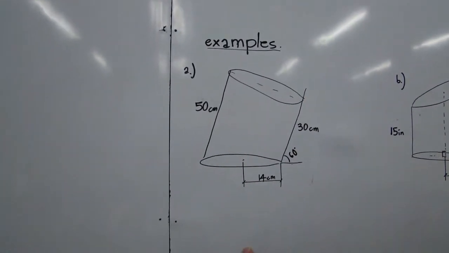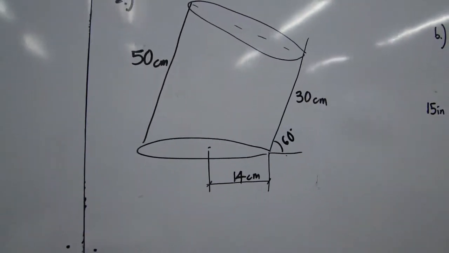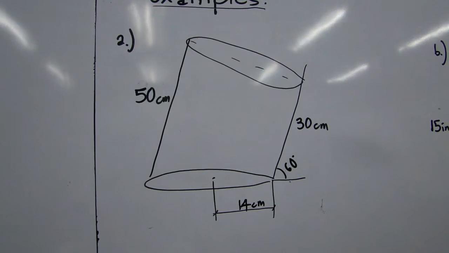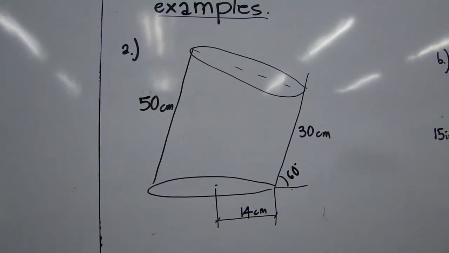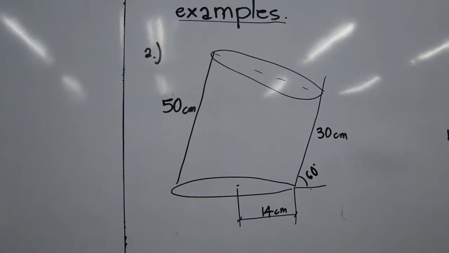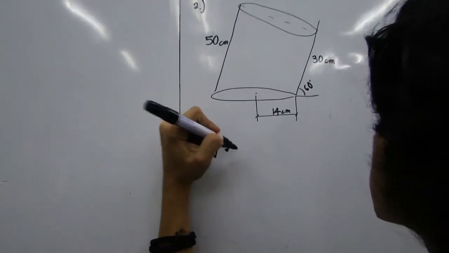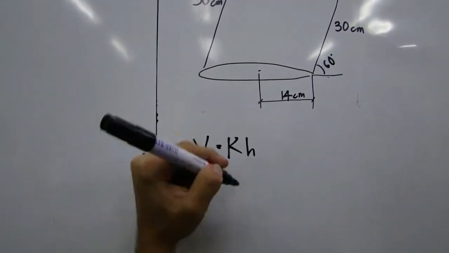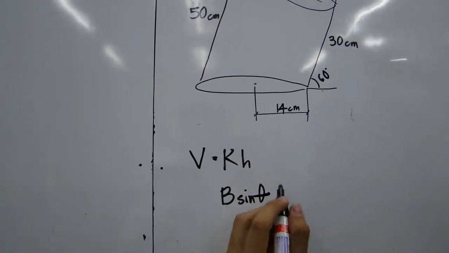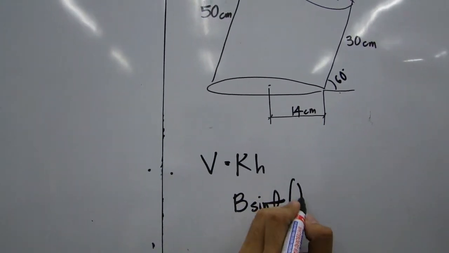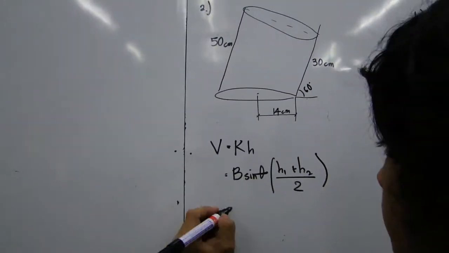So we have example A, a truncated cylinder with its base radius 14 centimeters long, with its lateral edges 50 and 30 centimeters at an angle of 60 degrees to the base. The equation for the volume is V equals KH, where K is B sine theta and H is H sub 1 plus H sub 2 over 2. We can substitute the values.